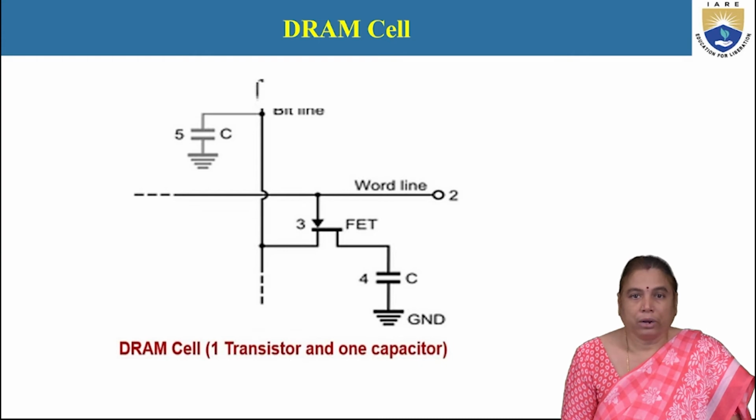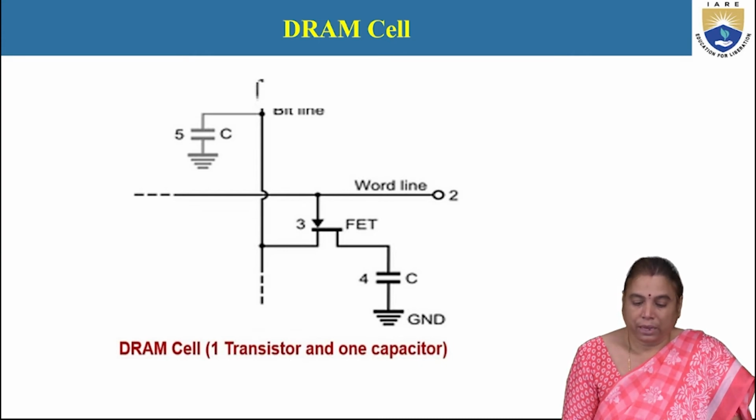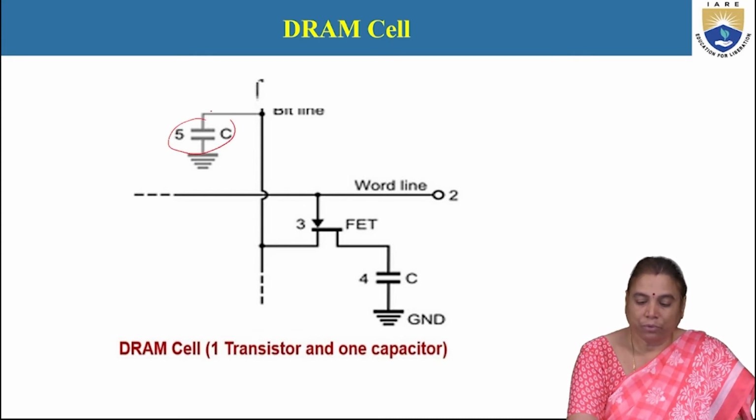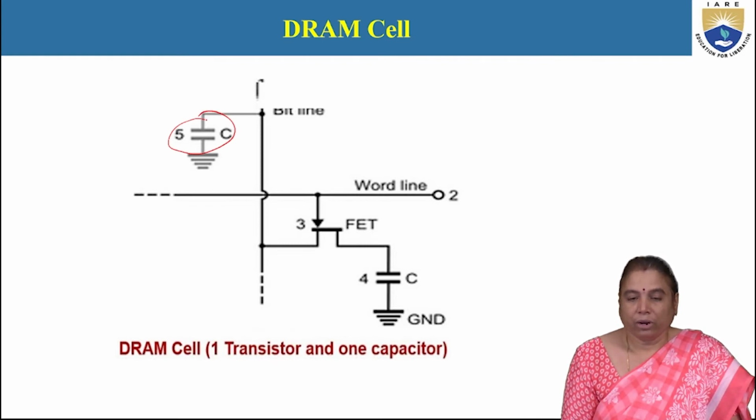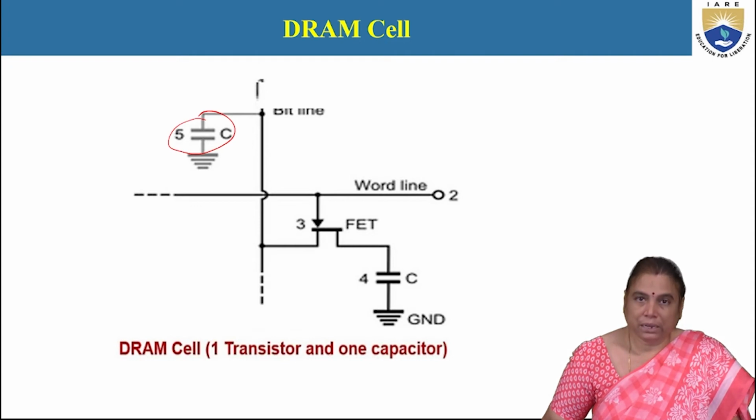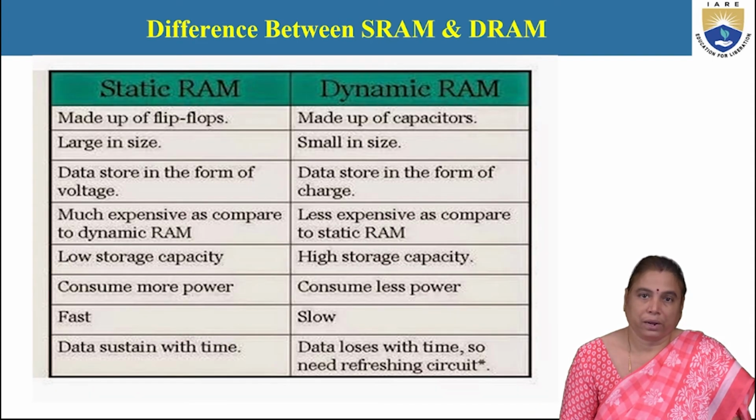And this is the layout of the DRAM cell. Here the capacitor is the major electronic component in the DRAM cell. That's why refreshing of the circuit is needed frequently.